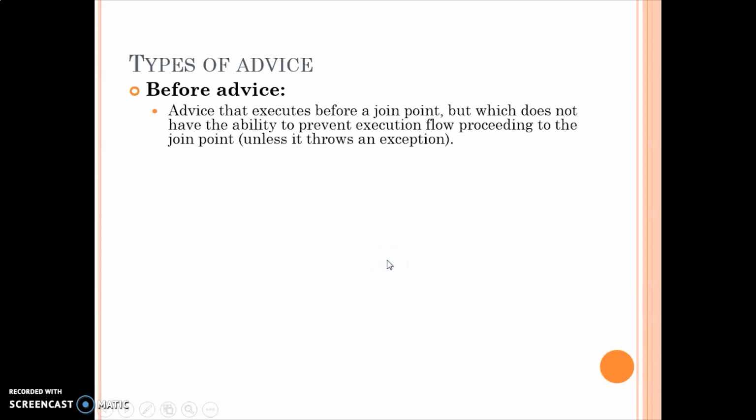Before advice is an advice that executes before any particular join point or your business code, but it does not have the ability to stop the execution flow further. That is, what I mean here is that once the advice code is executed and the business code is executed, it will still go ahead and execute whatever remaining code is there unless and until it throws an exception.